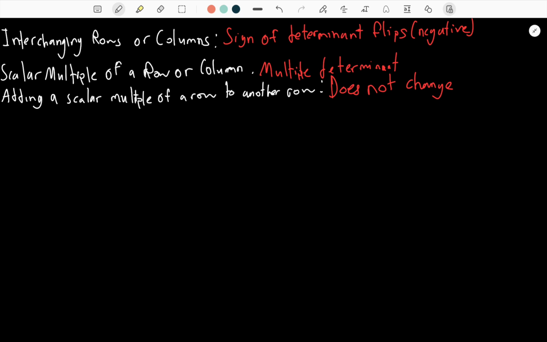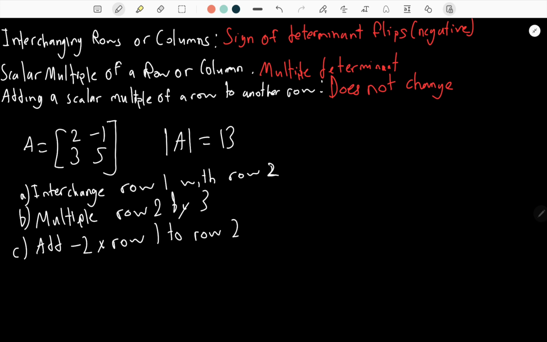So now let's look at some examples. Here we have a 2 by 2 matrix and the determinant is 13. For the first question: if we interchange row 1 with row 2, what will the determinant be? If we switch any two rows, the sign of the determinant flips. So the determinant here will be negative 13.